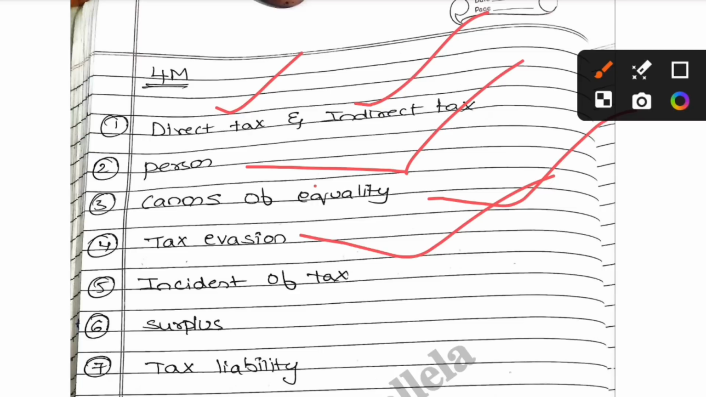He or she will face a legal punishment under the jurisdiction of law. For example, you need to pay tax to the government, but you are not paying the tax. That time you will be punishable and you will get a fine from the Indian law. Okay, next, incidence of tax. Incidence of tax is nothing but the burden of tax.